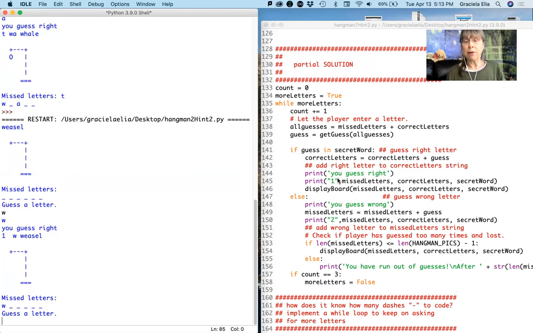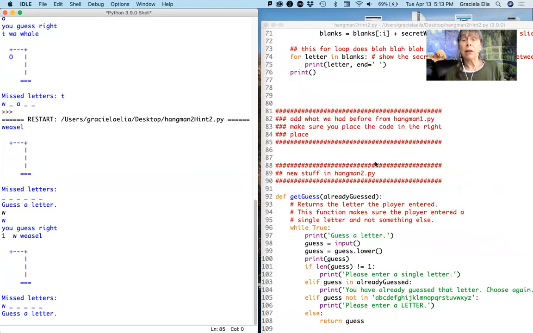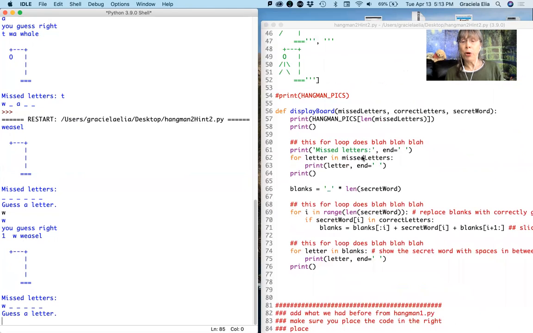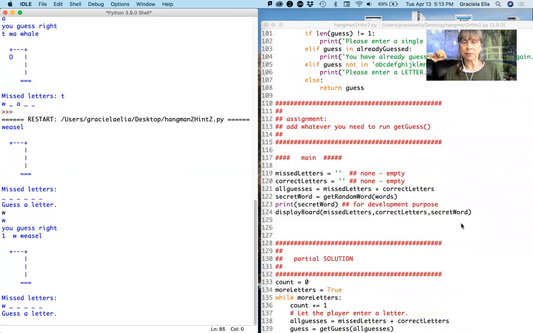And you're going to have, there are no missed letters, it's blank. You have the correct letters, which is W, and then you have the secret word. And then it goes to the display board over here. And that's when it does that interesting way of putting the letters in the right place, which we already talked about, right? That was the second Hangman, which was Hangman 1.